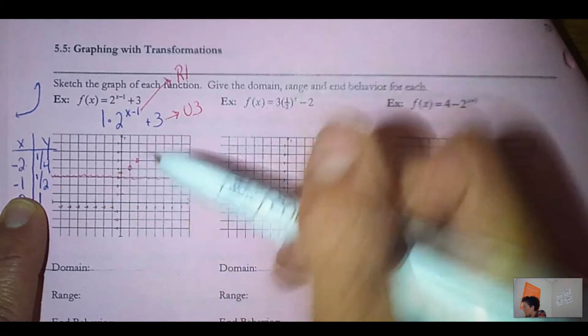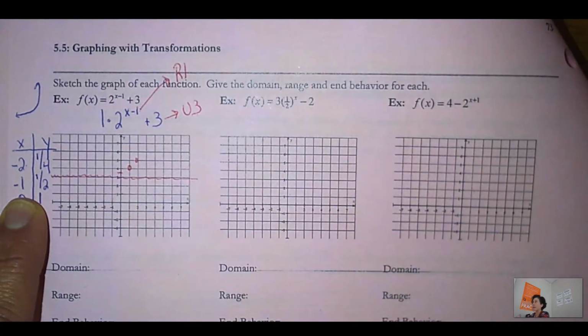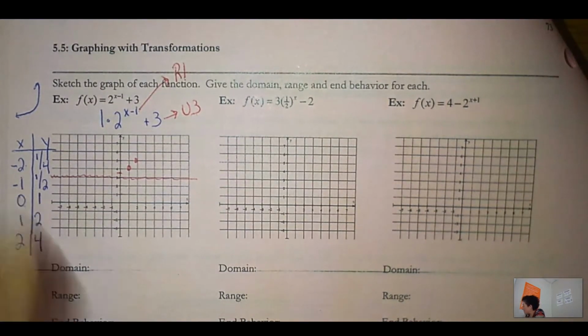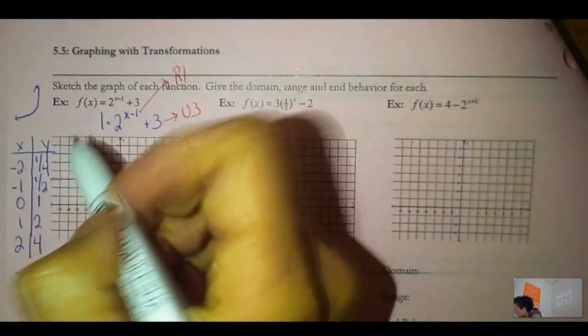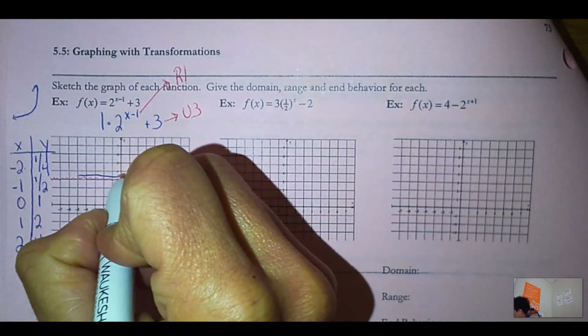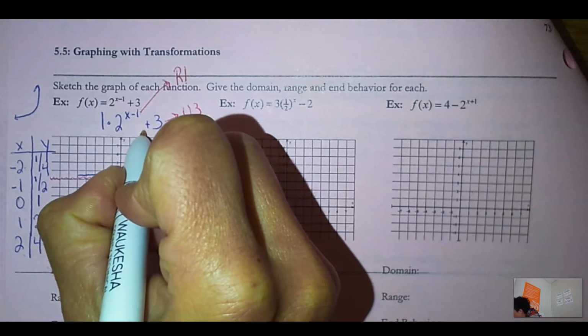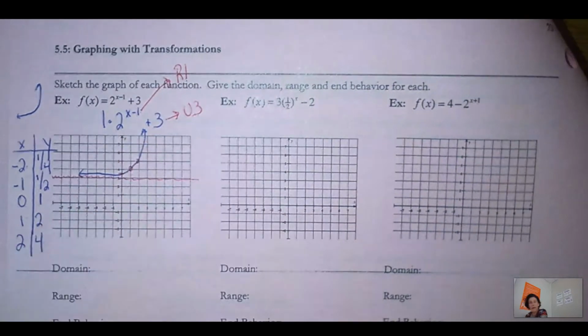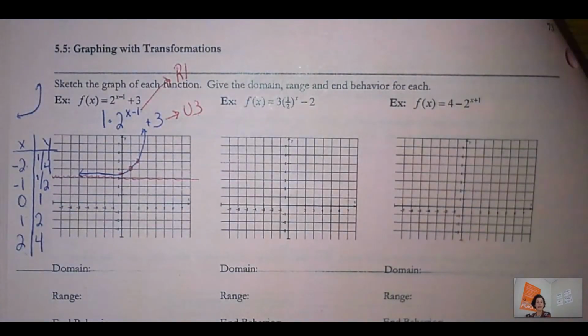As long as I know the shape, I know to make this shape that's going to look more like a J. And here we go. So it's going to coast right along and above my horizontal asymptote, and then it's going to go up. And when you do make it go up, it's very steep, very fast.